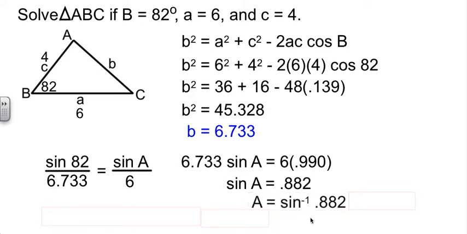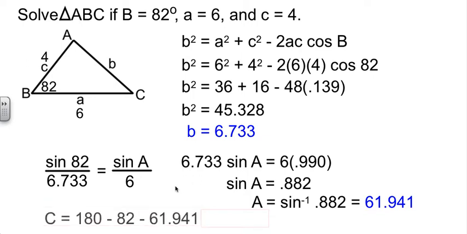Now to find the value for A, we've done this already, where we can use the inverse sine. That tells me that A is just under 62 degrees. Now that I have that, I can find angle C just by subtracting from 180 degrees the two that I know, and that tells me that angle C is a touch over 36.